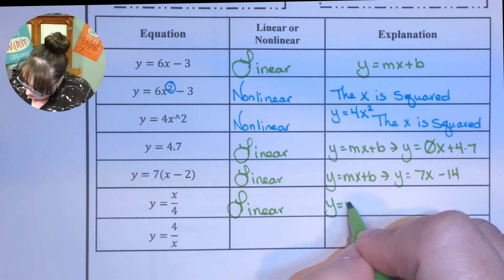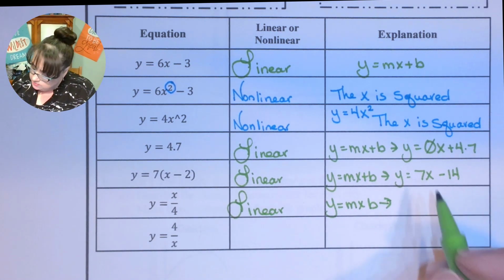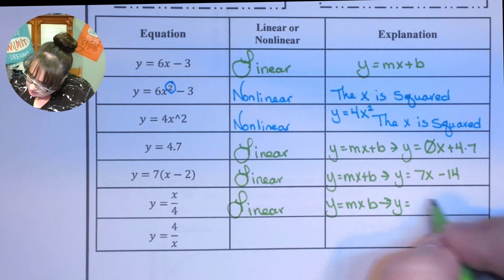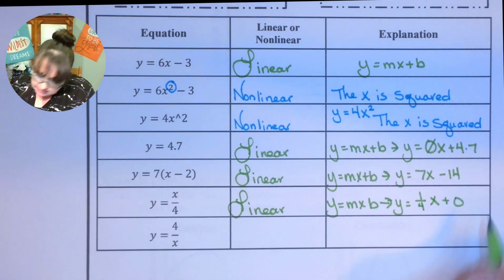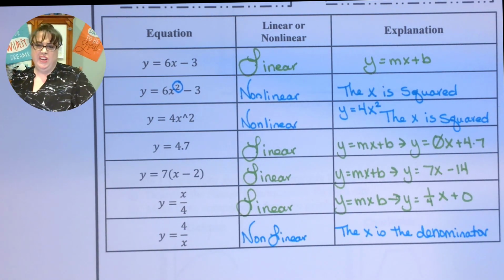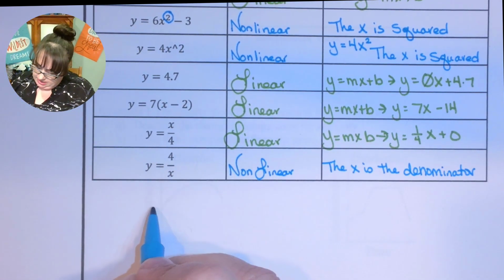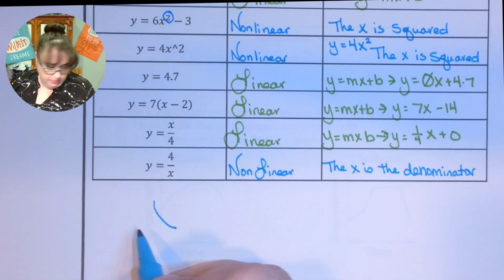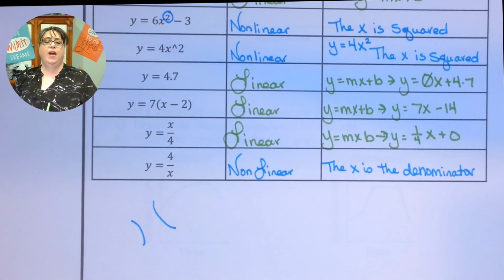It's y equals mx plus b. If we want it to look more like y equals mx plus b, it's going to be y equals 1/4 x plus 0. And this one is nonlinear. It gives a funny looking graph when you do it. It kind of does this, kind of a curve, like this and like that. It looks kind of funny when you graph it.